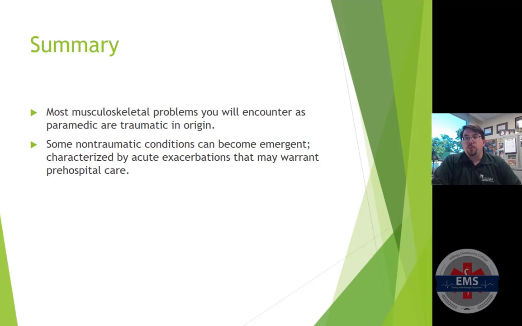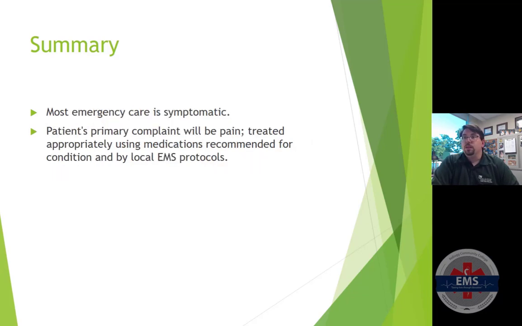So in summary, I know we covered a lot of that relatively quickly, but the key things here are most musculoskeletal problems you will encounter as a paramedic are going to be traumatic in origin. That's going to be the basis. They've got a problem and they may have another underlying condition. Some of the non-traumatic conditions can be emergent, and they're characterized by acute exacerbations that may warrant pre-hospital care, especially if they're having chronic problems with an acute issue.